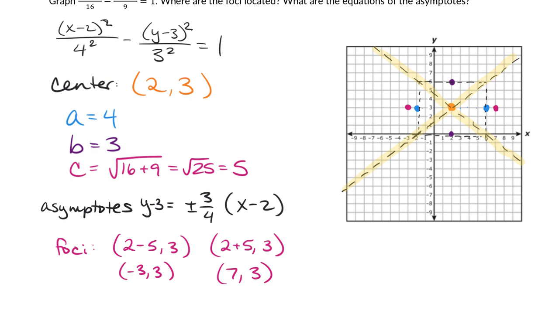And once we have that, we take the vertex on each side and draw a bowl or a branch, getting closer and closer to the asymptotes. We double check that our foci made it inside of the hyperbola. Okay, great. That's a number 1 check for you to make sure you put those branches on the right side.